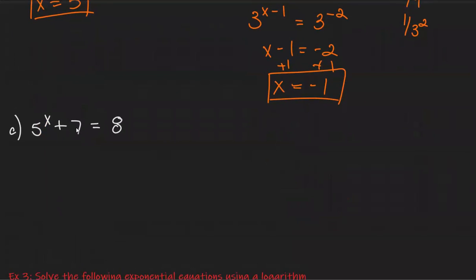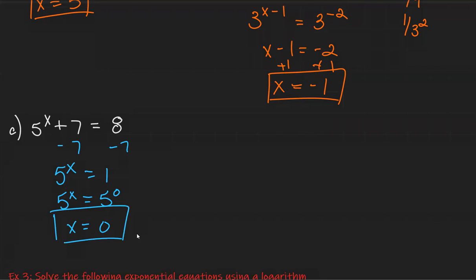So one more. 5 to the x power plus 7 equals 8. Just like with the logarithm, where we had to get the logarithmic part by itself, here we want to get the exponential part by itself. So let's get rid of this plus 7. Minus 7 on each side, I get 5 to the x is equal to 1. Well, one way to write that is 5 to the 0 power, right? Because anything to the 0 is just 1. So here x equals 0. Okay, cool. So that's nice and not too bad.